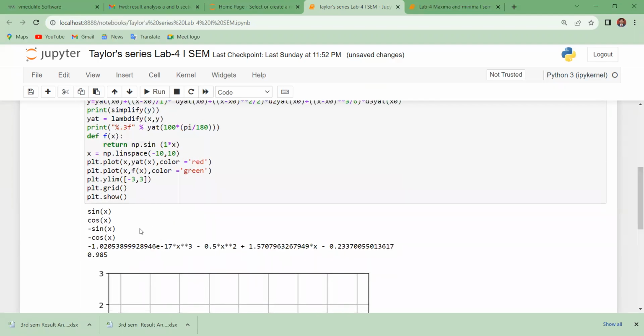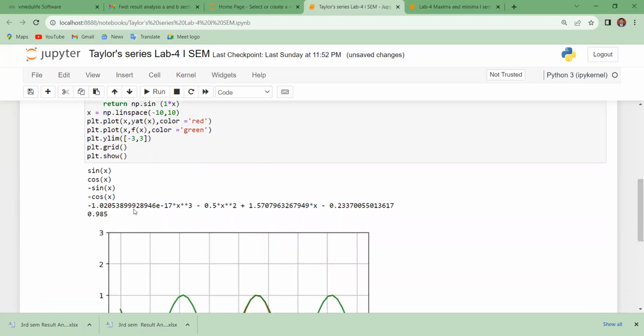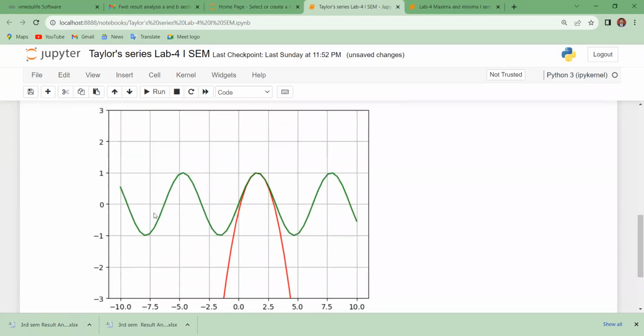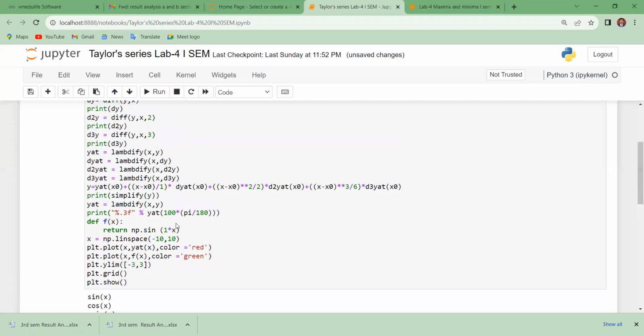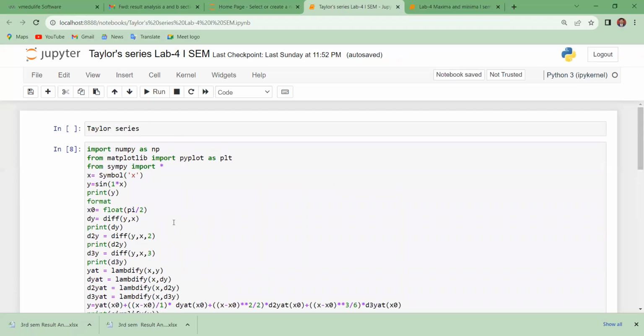Okay, so then plot y limits -3 to 3. You can change this also. Plot dot grid, so we got a grid, and then at last plot dot show. It shows. Okay, so this is about Taylor series. Now I end this.